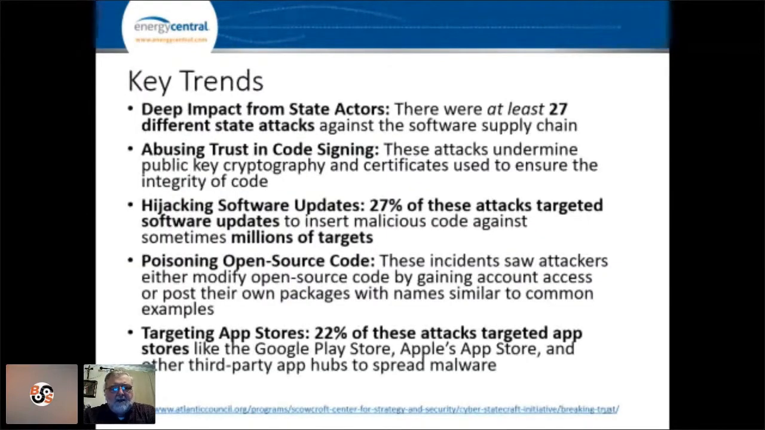So looking at some key trends, these were what was identified in that Atlantic Council report. There's a deep impact from state actors. There are at least 27 different state attacks against the software supply chain. Abusing trust in code signing.